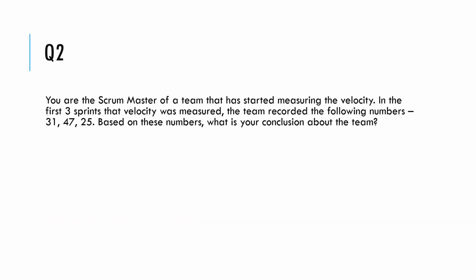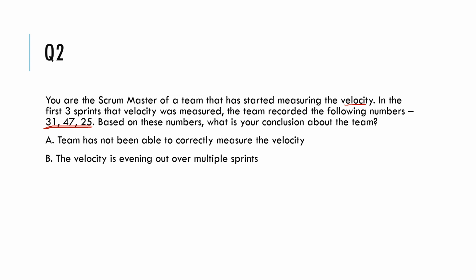Question number 2. You are the Scrum Master of a team that has started measuring the velocity. In the first 3 sprints that velocity was measured, the team recorded the following numbers: 31, 47, and 25. Based on these numbers, what is your conclusion about the team? A. Team has not been able to correctly measure the velocity. Possible because there's a lot of variance, right? 31, 47, 25. B, the velocity is evening out over multiple sprints.